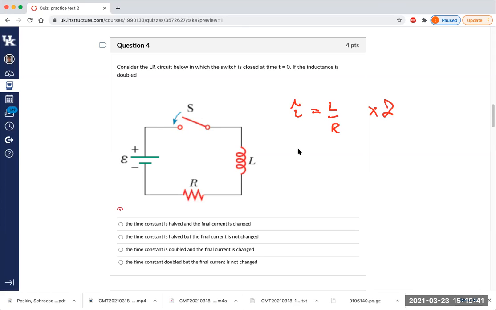What about the final current? The final current in the circuit is determined by the EMF that drives the current around the circuit and the resistance of the circuit. So that's epsilon over R. Well, we changed the inductor, but we didn't change the EMF, and we didn't change the resistance. So the current is unchanged. And so it took longer for the current to build up, but the final current is unchanged.